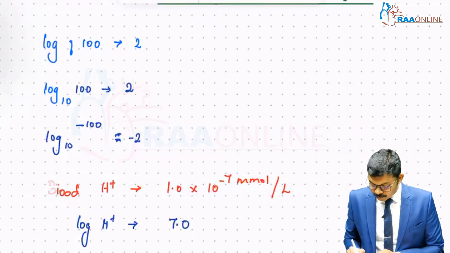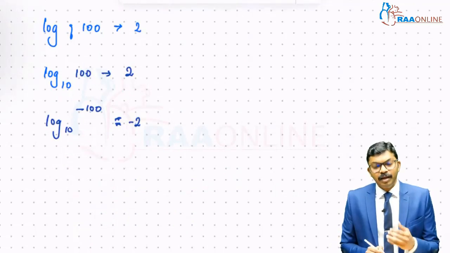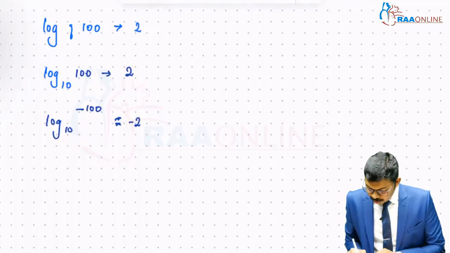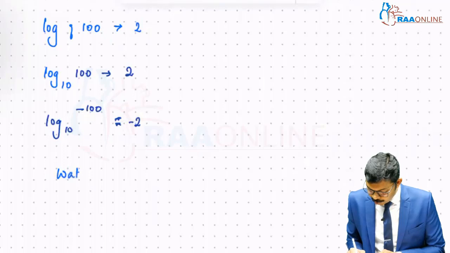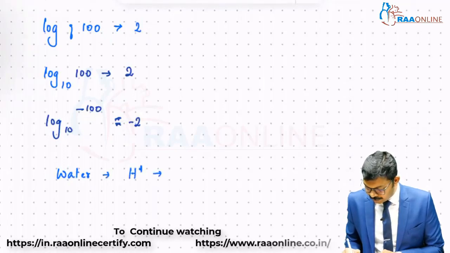Alright people, I'm sorry for this mistake, it's going to be water. Now people, let's consider the concentration of hydrogen ion in water. Neutral water has a hydrogen ion concentration of a value which is going to be very equal.